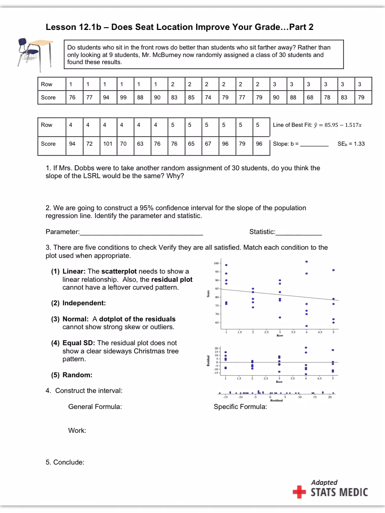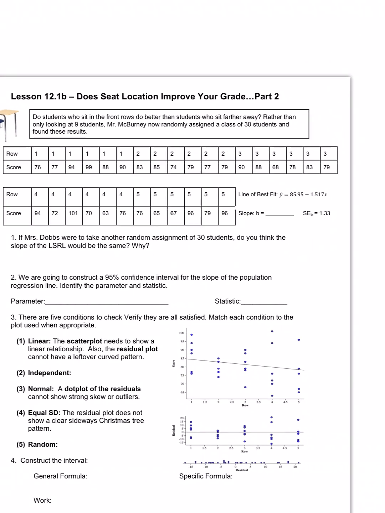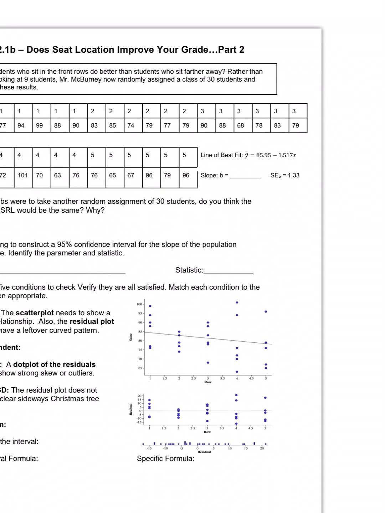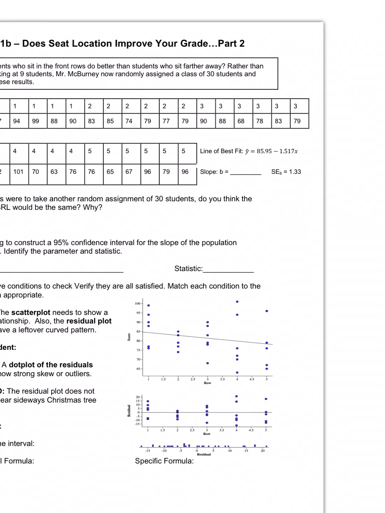Let's look at this. We've taken the same experiment and done it with 30 students instead of 9. The data's been run. The regression line has been given. Here it is. Look at that. They gave us the standard error of the slope. And what is the slope of the line? Negative 1.517. That one sample slope came out to negative 1.517.